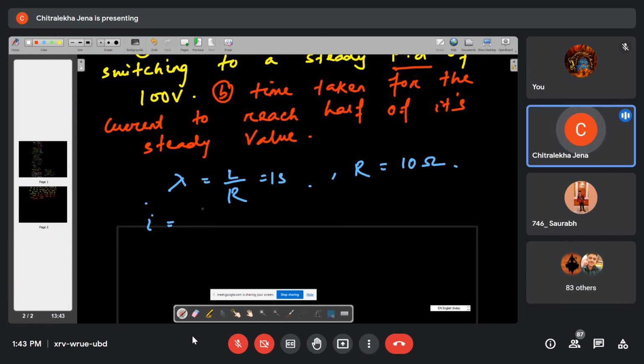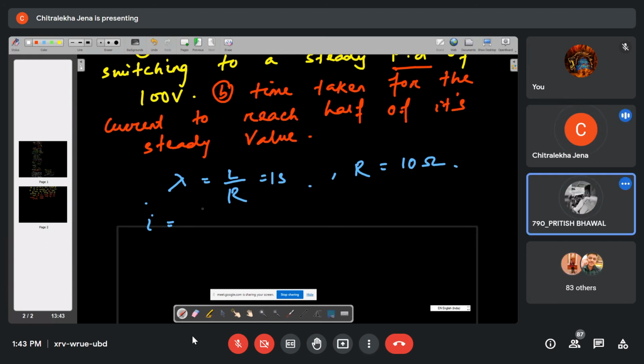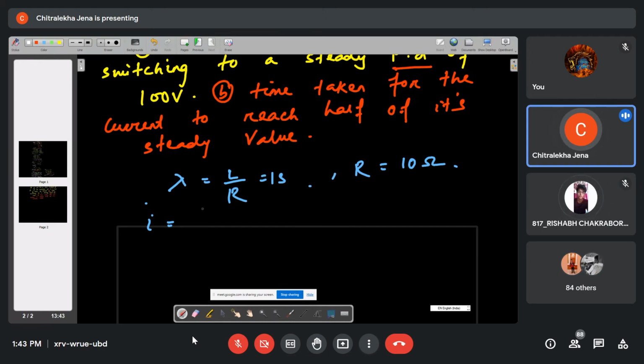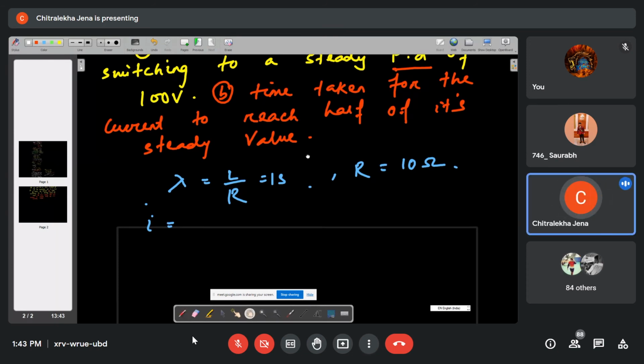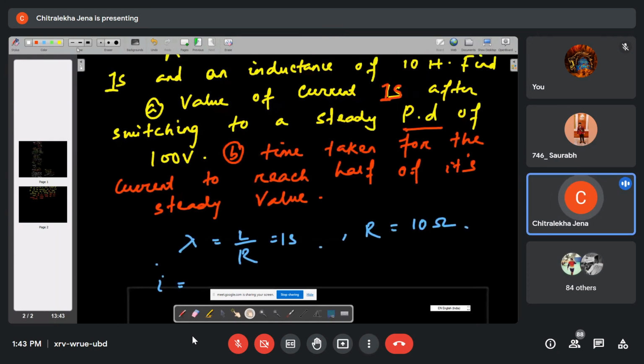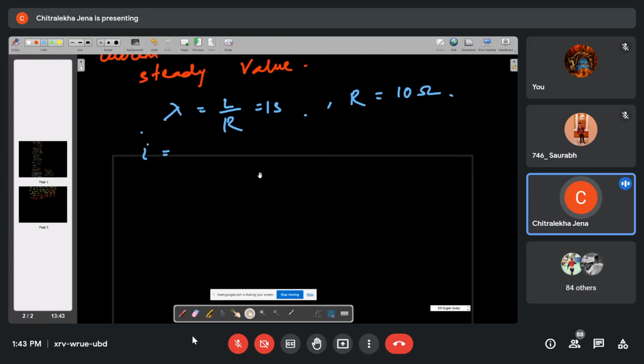You have to find out the value of charging current after switching to a steady potential difference of 100 volt. You have to see the question it is given. You have to find out the value of the current, how much, 1 second after switching to a potential difference of 100 volt. That means it is connected to a switch, na? Yes, मैम स्टेडी वोल्टेज. Okay, so this is charging condition. Simple. In the question itself, you will be able to know.